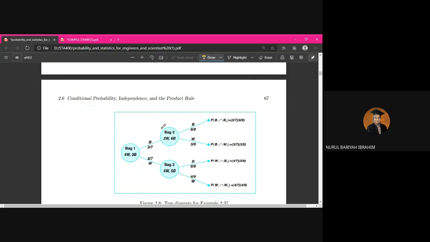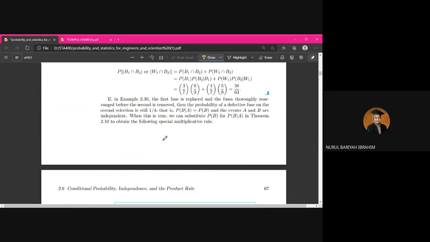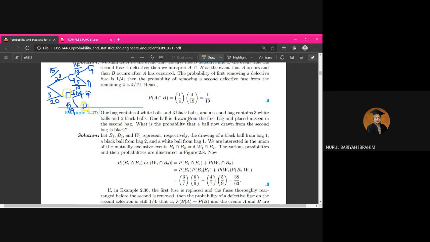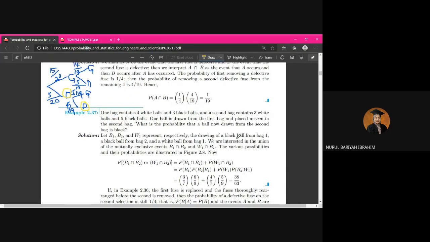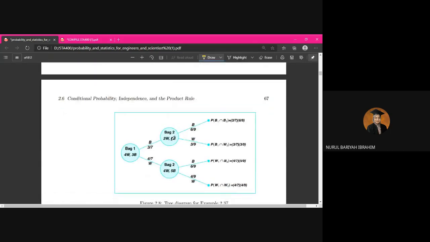Okay, and then for the second selected, dikata dekat sini, one ball is drawn from the first bag and placed unseen. Okay, dia akan masukkan dalam second bag. So, bila masukkan dalam second bag, if we choose black from the first bag, so the second bag will be added another black. So actually, second bag tadi dia kata ada only 5 black balls. So dia akan bertambahlah jadi 6.